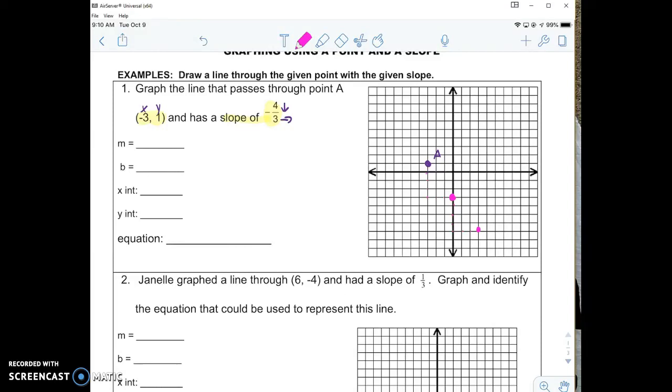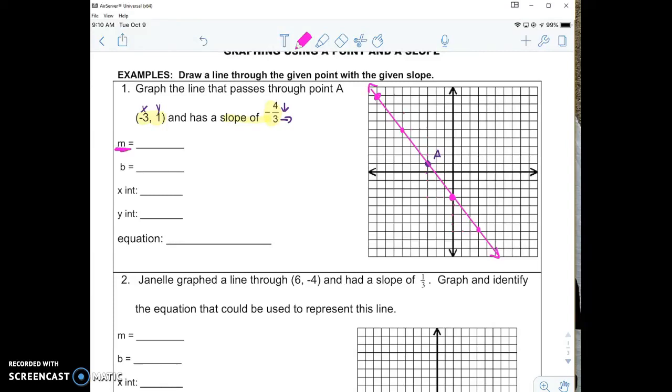And I can go back the other direction, 1, 2, 3, 4, 1, 2, 3. I draw a line to connect my points. And I'm going to look for specific features of this line.